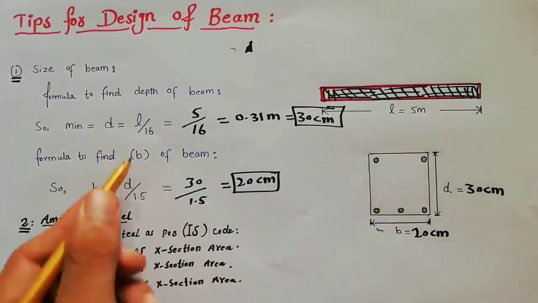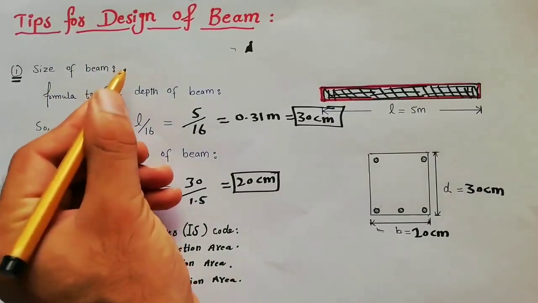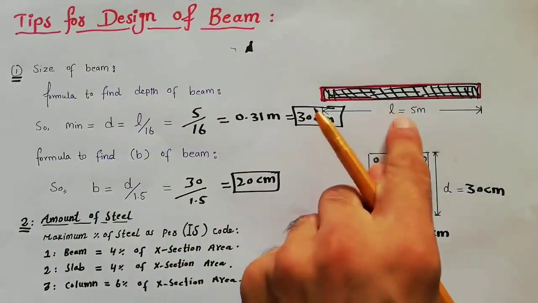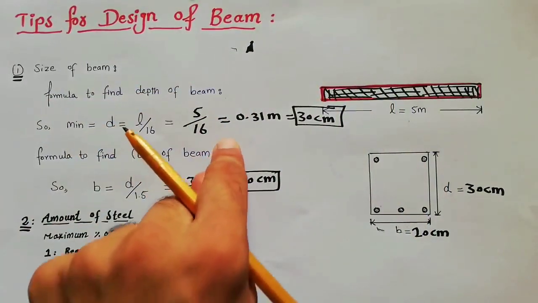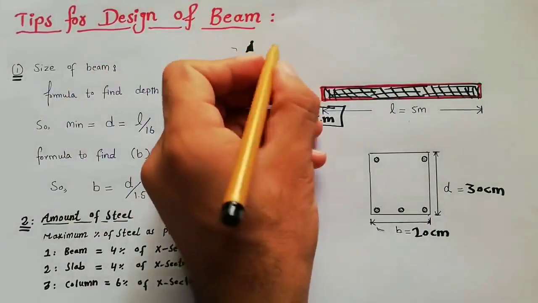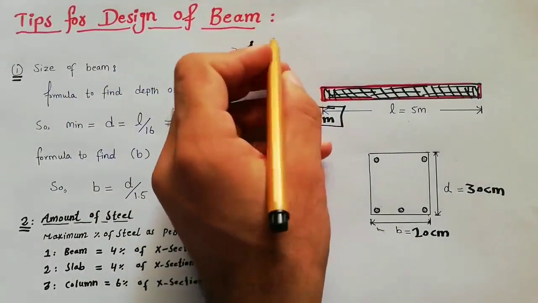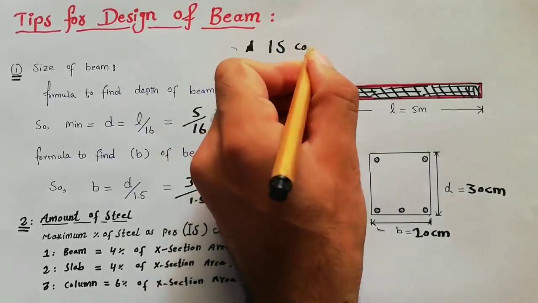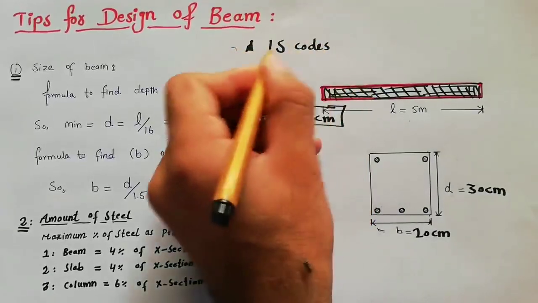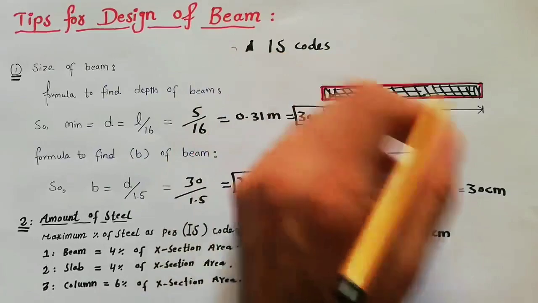So with this formula we can find size of beam, right? If the length is 5 meter. If the length is more, you can just use this formula, and this we can get from IS code. Okay, Indian Standard Code, right?